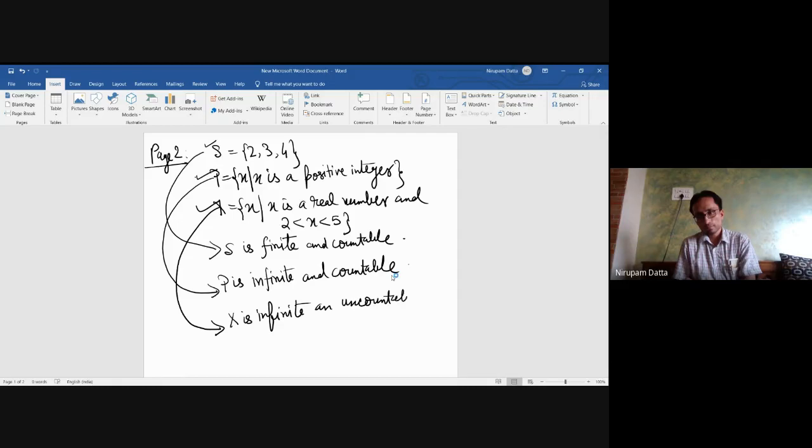because the real numbers that are between 2 and 5 cannot always be associated with natural numbers like 1, 2, 3, 4, and so on. And hence, the number of elements, which is already infinite, that can lie between 2 and 5 in this example for set X are uncountable. So you cannot finish them by counting. Fine.